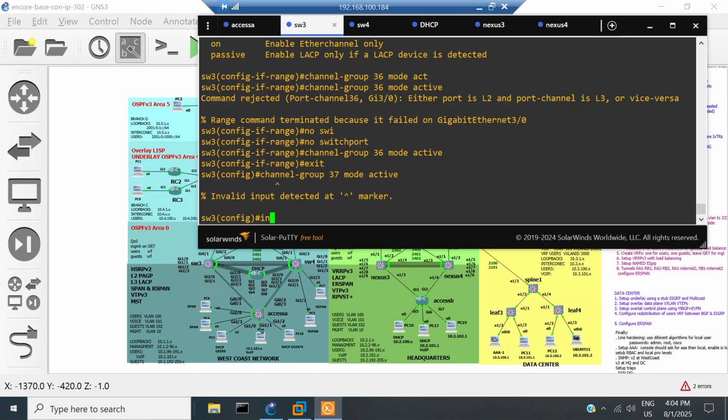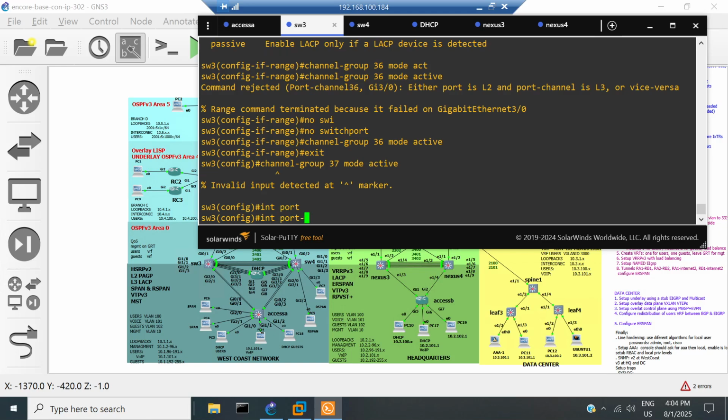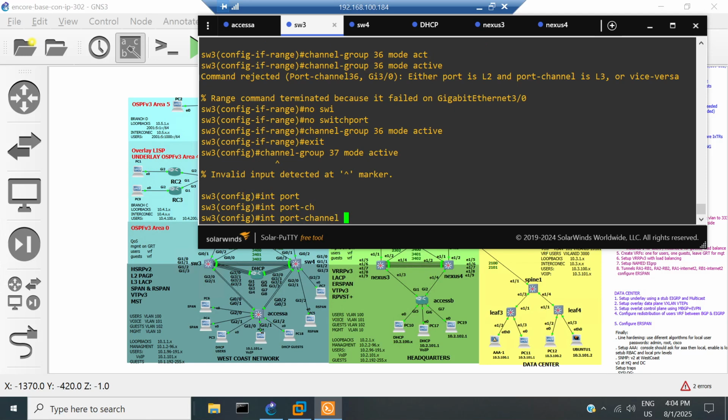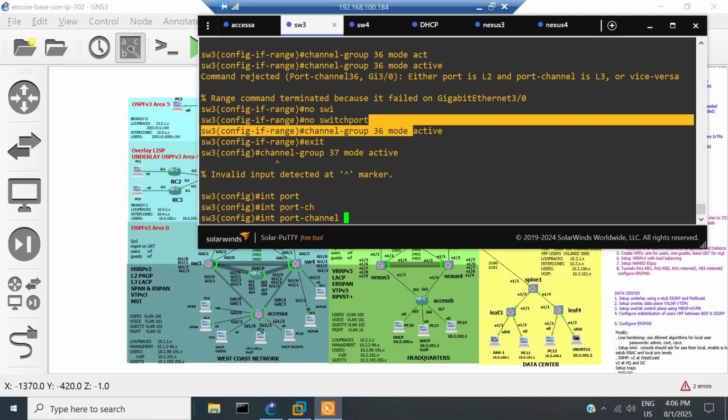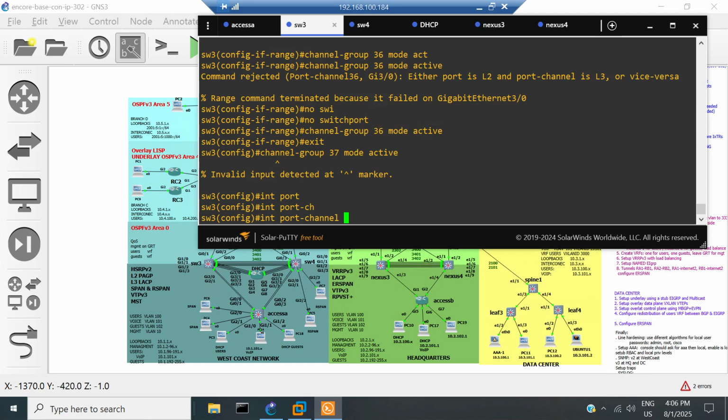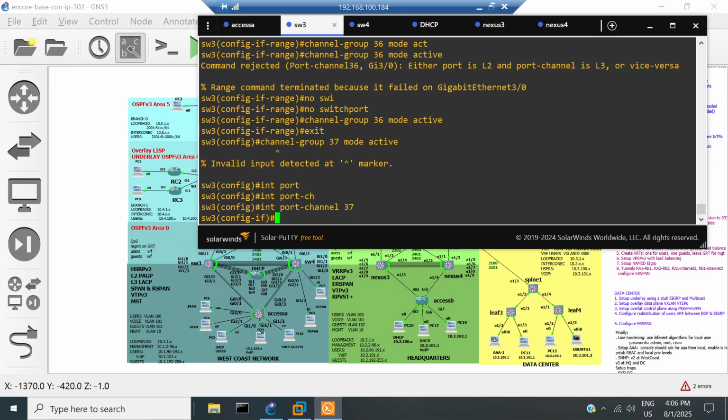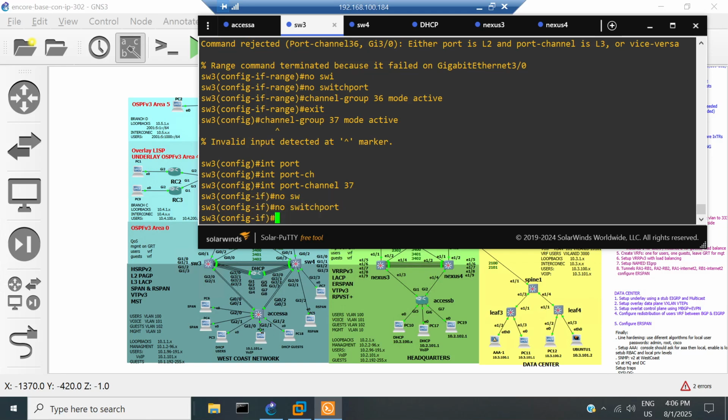Sorry. Interface port channel. Remember that I am creating another layer 3 EtherChannel. In the case of layer 3 EtherChannels, I have to create the port channel first and then the channel group. So let's say 37. No switchport, to indicate this is a layer 3 port channel.